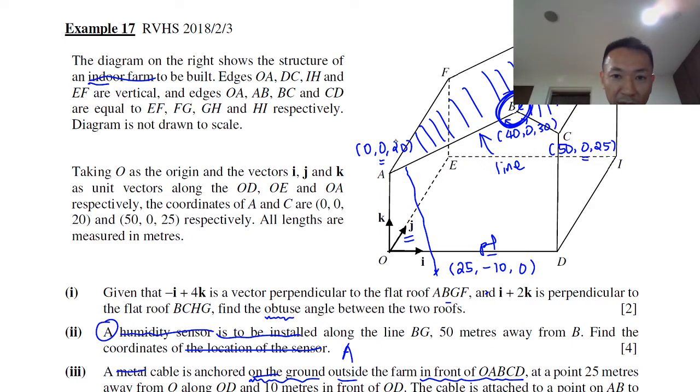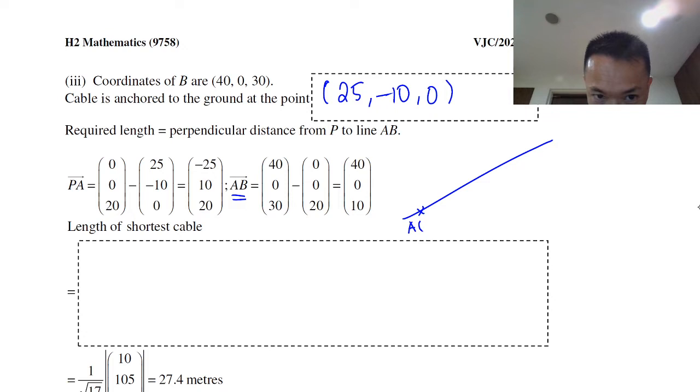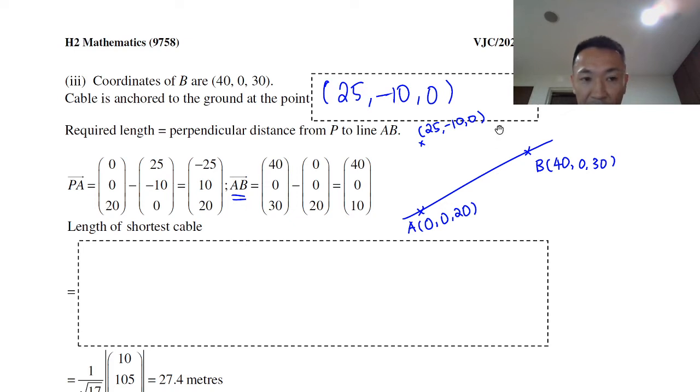So you know the coordinates of B, you know the coordinates of A. Then I can easily find AB and get a direction. Maybe I use a diagram, it's easier. A is 0, 0, 20. B is 40, 0, 30. I want to find the shortest distance from 25, minus 10, 0. I call this point P. So basically, I want to find the shortest distance from P to the line AB.